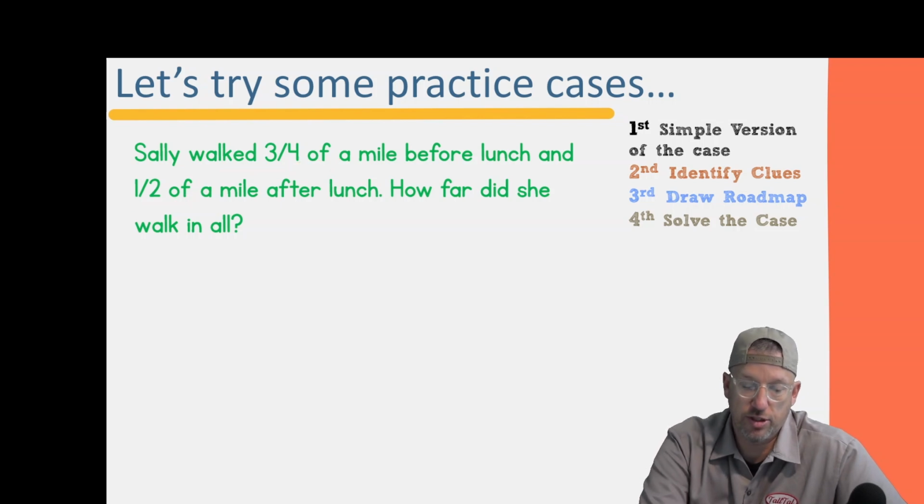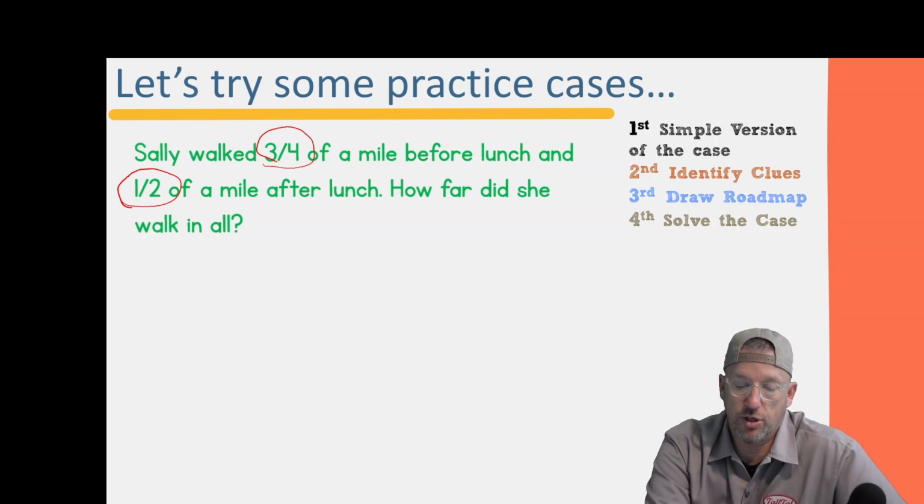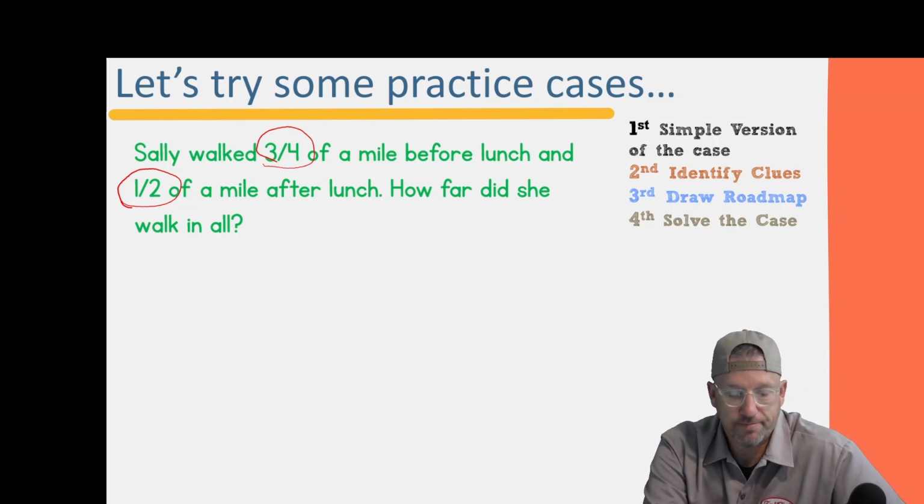Okay, the second one is identify clues, right? So we should be circling our numbers. Okay, so there's our numbers, circling our numbers. We have 2 fractions. And now the other clue is to search for words that are like clues, that are buzzwords or things that can help us. So there's a couple of them in here that I noticed. Sally walked 3/4 of a mile before lunch. And that could be important because it's not saying "or" or something along those lines.